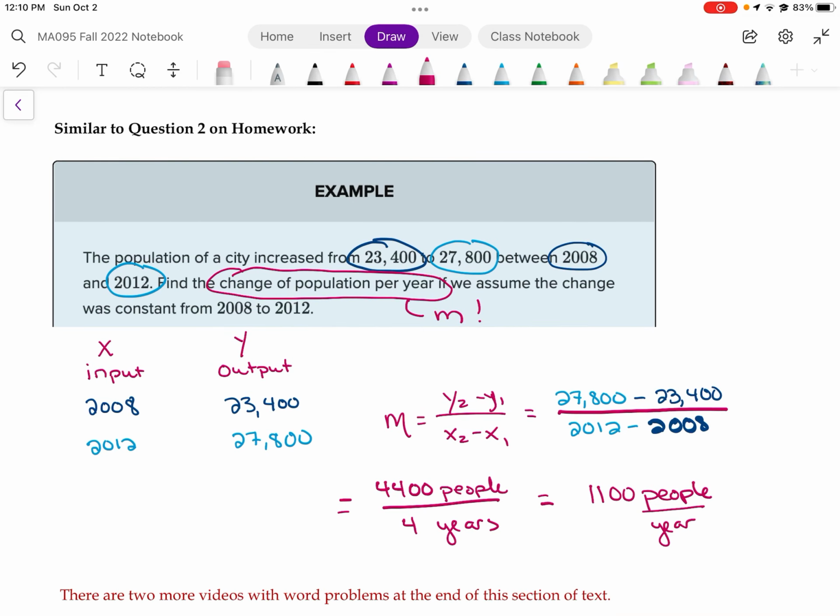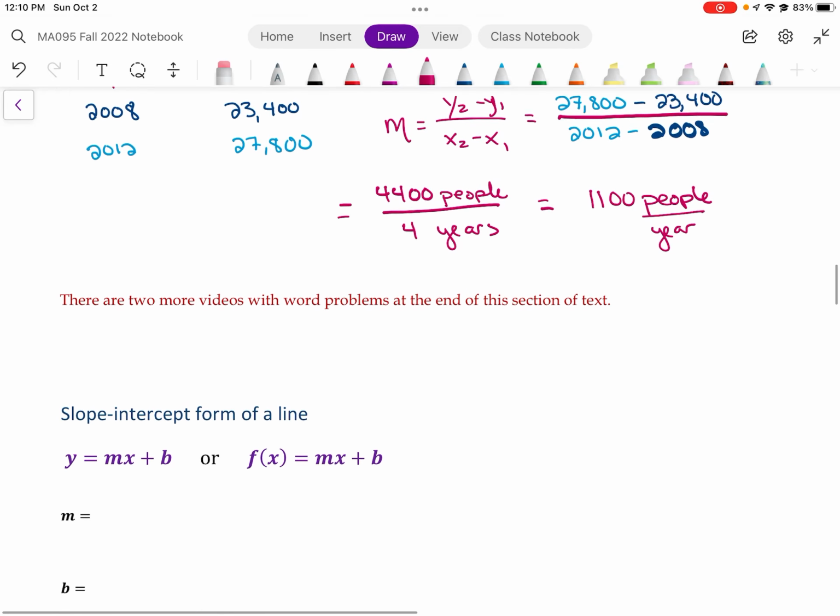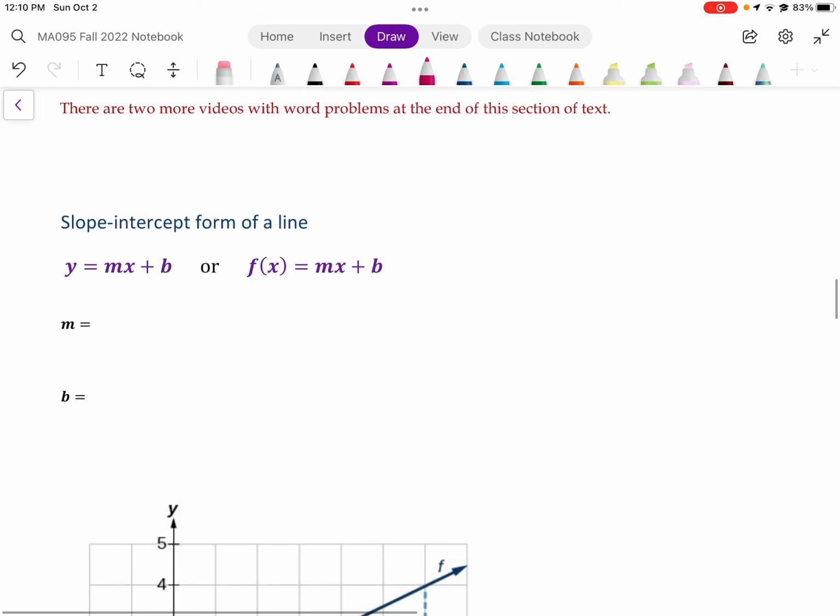There are 2 more videos with word problems at the end of this section of the text. It's at the very beginning of 5.1, that first page. Towards the end of that first page, there are 2 videos. So watch those if word problems are hard for you.